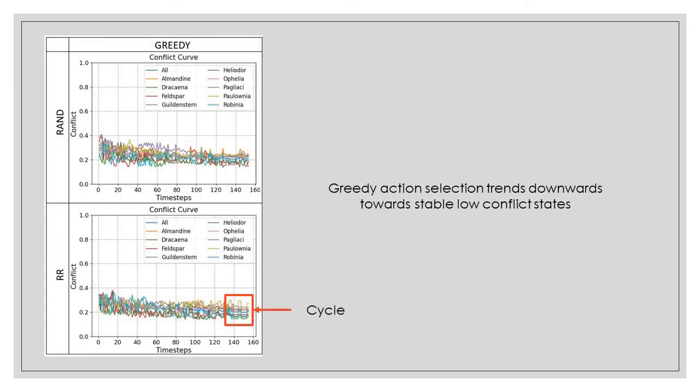Considering first the results for the greedy model, we found that there was an overall stable downward trend of conflict, with only minor rising and falling action. Notably in this, and all results, the deterministic round-robin character selection procedure hits a stable cycle, where the characters begin performing the same actions endlessly.